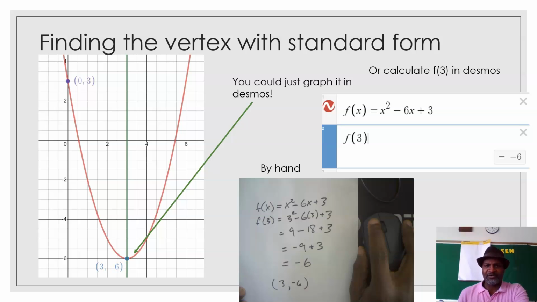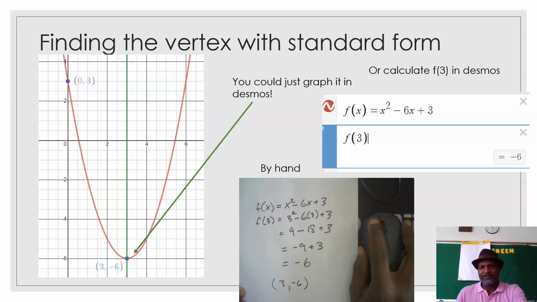Go to Desmos and type in f of x equals x squared minus 6x plus 3. And it'll show you the whole graph. And if you look at the minimum point, in this case, there's a vertex at 3, negative 6. Okay? So you could just graph it and just pick out the vertex.